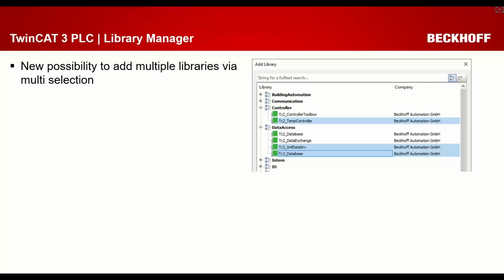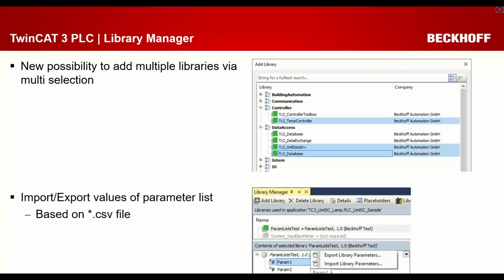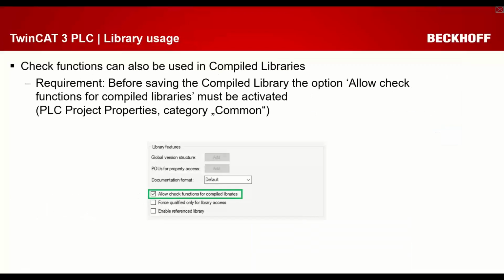Then we have the possibility to select multiple libraries via the multi-selection feature in the Add Library dialog and add them all together at the same time. And this is also very important from my point of view. It is now possible to export and import values of a parameter list. So you can set up a basic configuration maybe of a parameter list and reuse them in other projects easily.